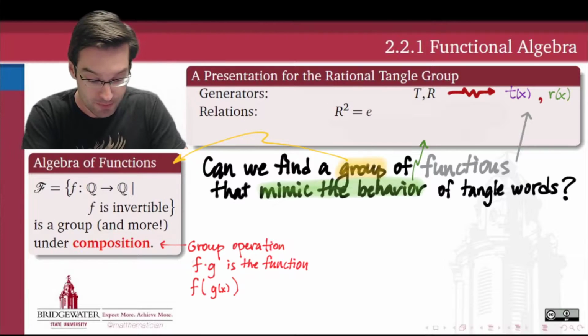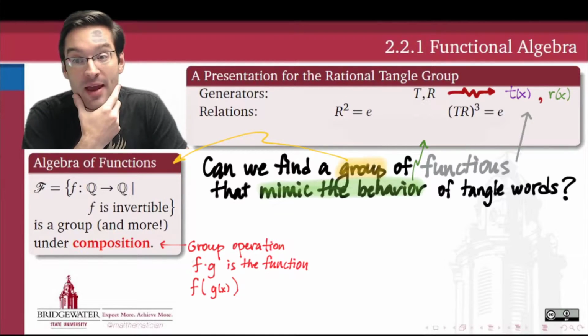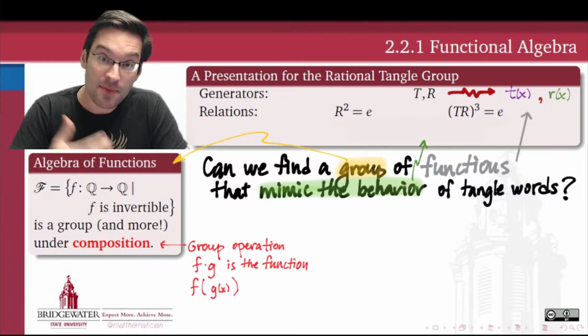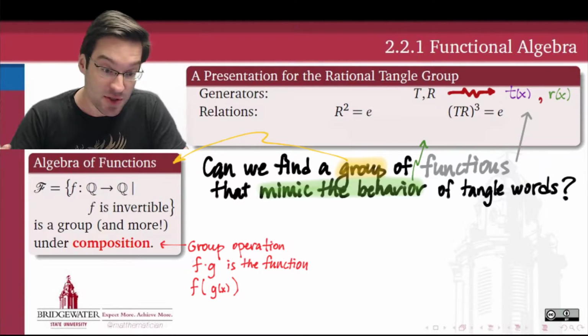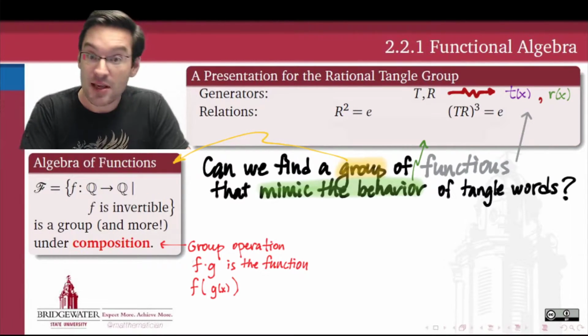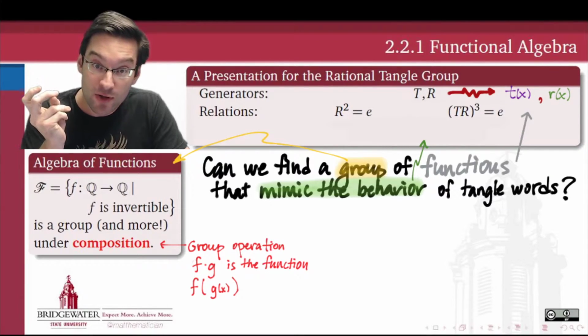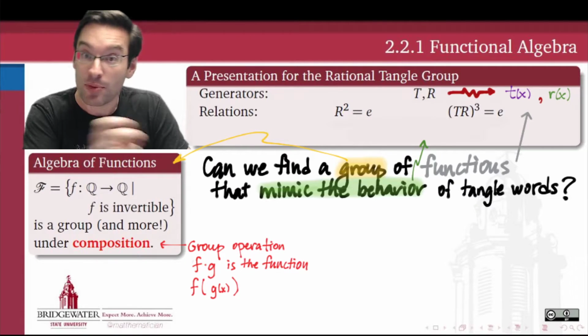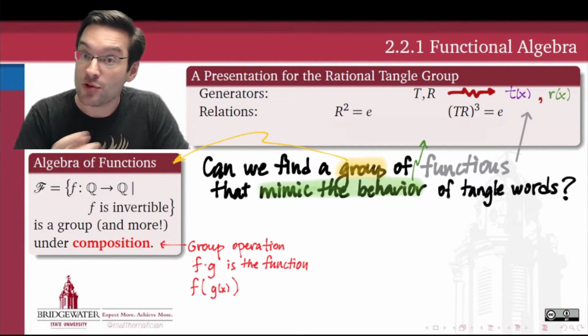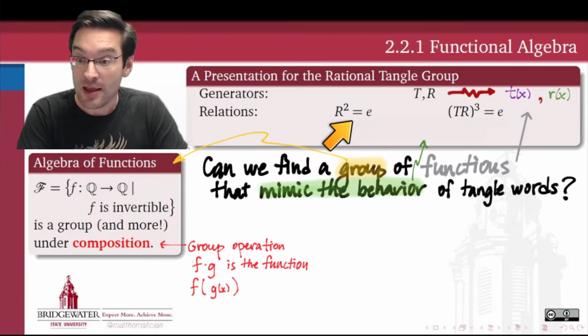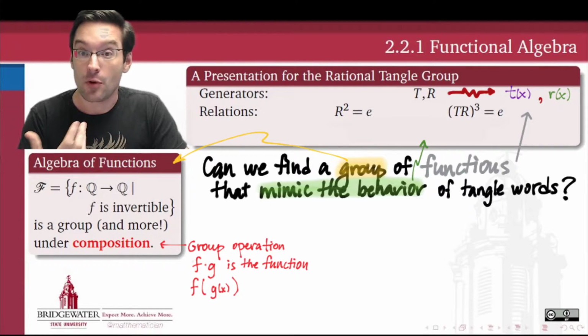And when we say mimic the behavior, what we mean here is the same thing that we meant when we were talking about braids, which is we just want to know that these things we're using to represent the elements also interact with one another according to the same relations that were present in our rational tangle group. And there were two relations in the rational tangle group. The first is that the rotation was an element of order 2.